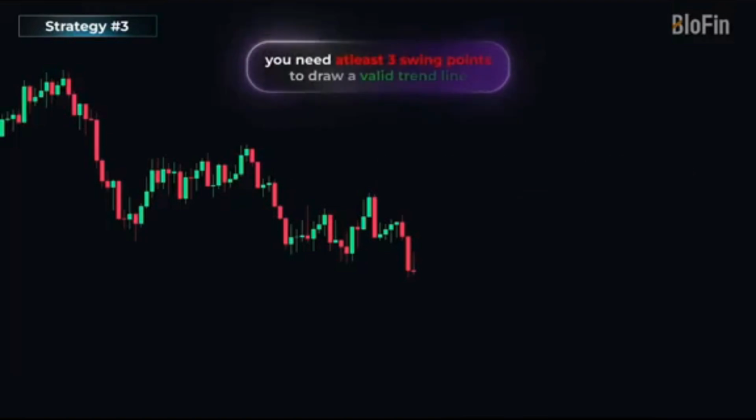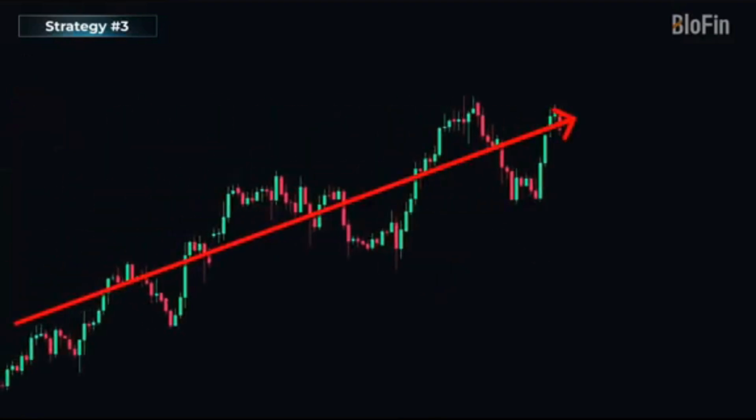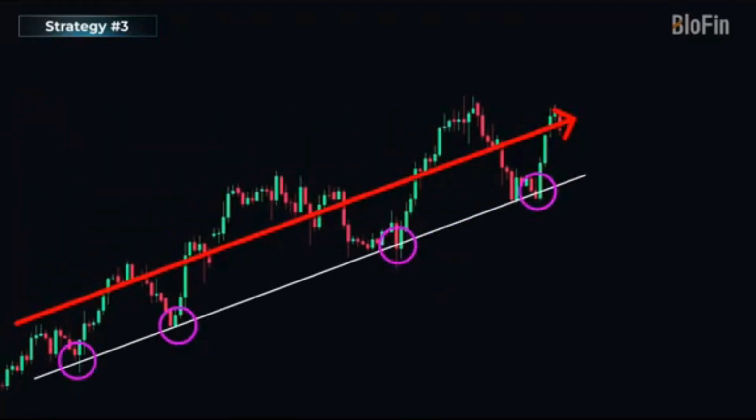To draw a valid trend line, you need to find at least 3 swing points in price. If it's anything less than 3, it's not valid. Once you found 3 swing points, connect them with a line. Now here's something important. Before drawing a trend line, make sure you also check the direction of the trend. If the market is trending down, you draw the trend line connecting the swing high points. If the market is trending up, you draw the trend line connecting the swing low points.